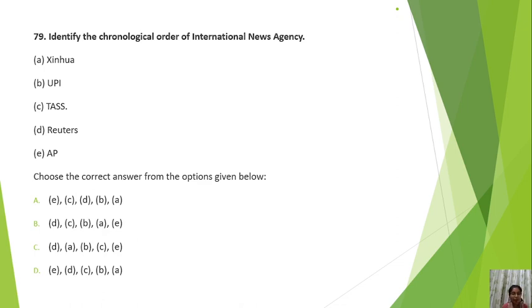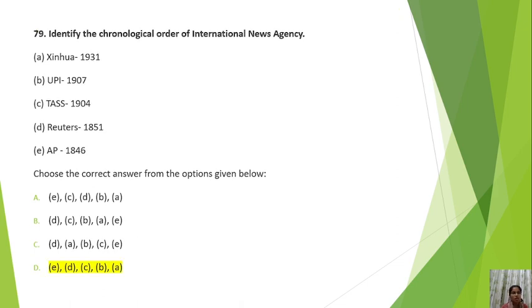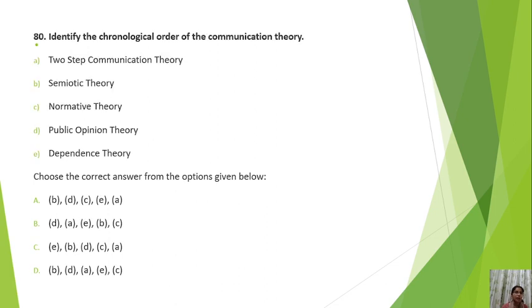You can remember this by the idea that any new innovation generally, not always, generally has its origin in the US. So AP, Associated Press. Then after the US, it happens in the UK, so Reuters. But it is a general statement. It is not always right. So you can remember these news agencies' years like this: Associated Press 1846, Reuters 1851, then TASS 1904, UPI 1907, and then Xinhua 1931.